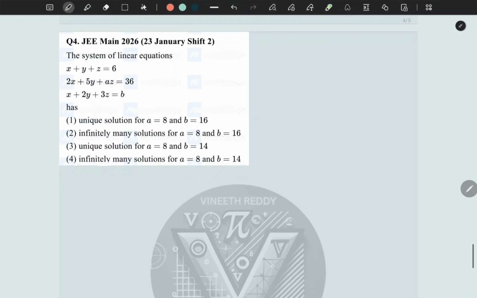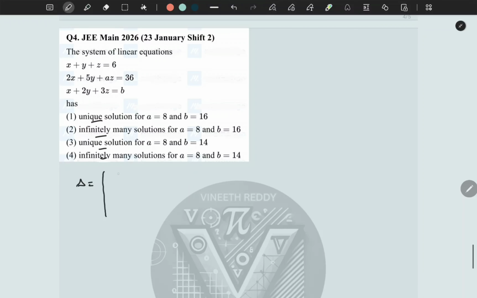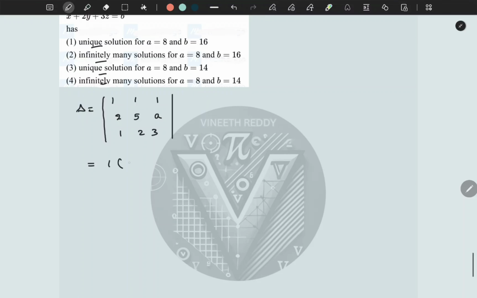Next question, it says the system of linear equations has, again the same thing, Cramer's rule. So we'll first find delta. I think the options are unique, infinitely many and so on. So for that we have to definitely find delta first. So 1, 1, 1, then 2, 5, a, and 1, 2, 3. If I expand the determinant along the first row, I get 1 into 15 minus 2a, minus 1 into 6 minus a, plus 1 into 4 minus 5, which is minus 1.